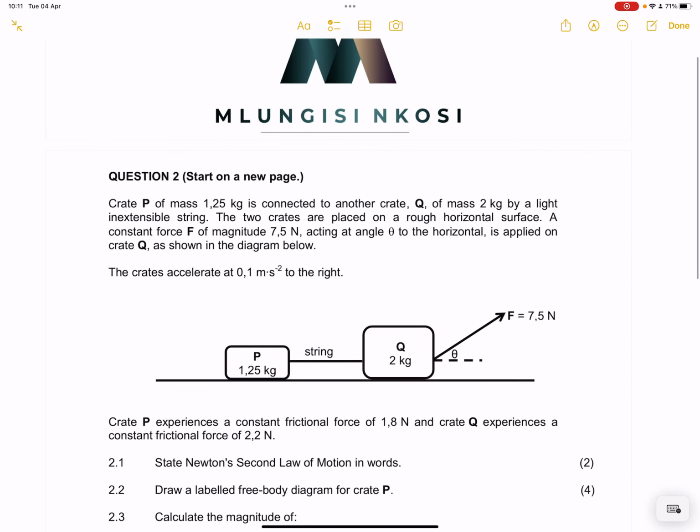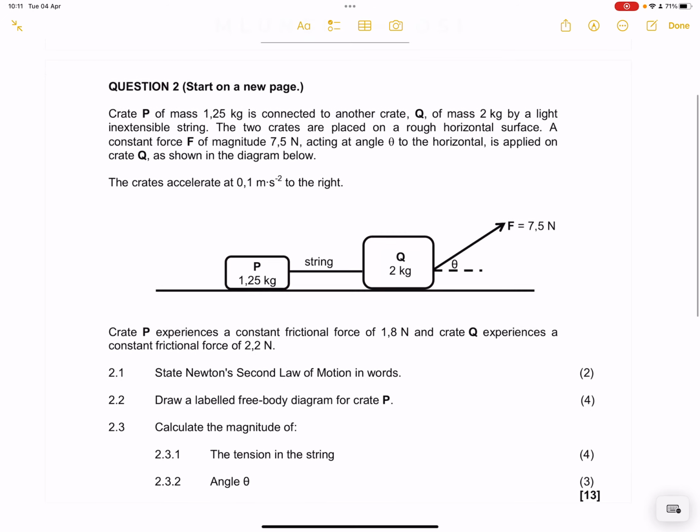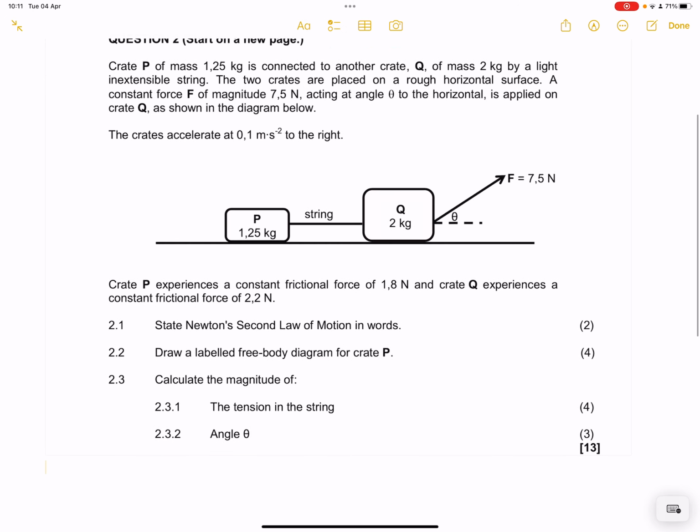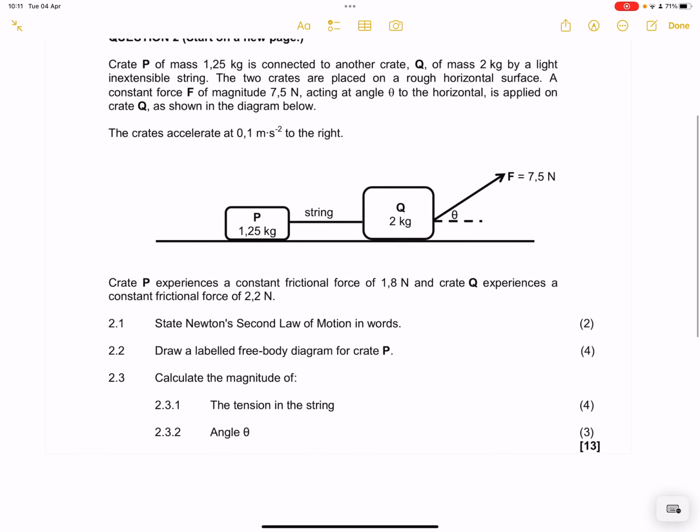We'll be continuing on question 2 on this November exam. It says crate P of mass 1.2 kilograms is connected to another crate, Q, of mass 2 kilograms by a light inextensible string. The two crates are placed on a rough horizontal surface. A constant force F of magnitude 7.5 newtons acting at an angle of theta to the horizontal is applied on the crate as shown in the diagram below.